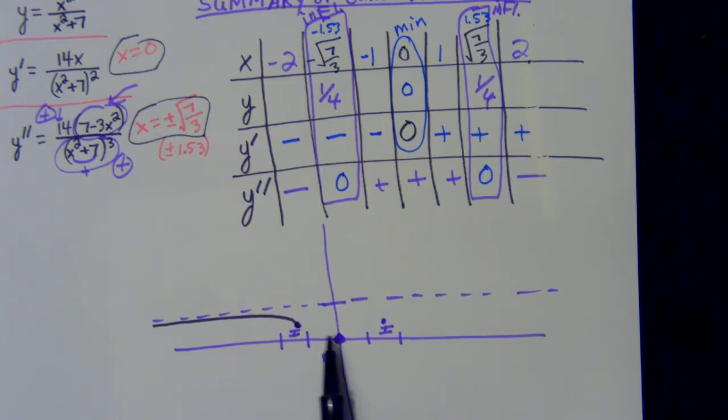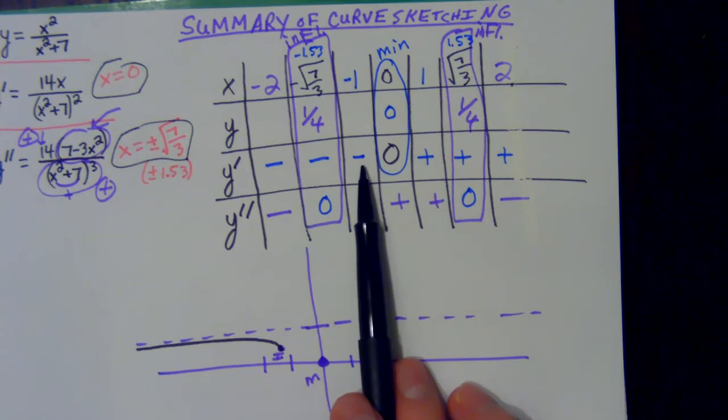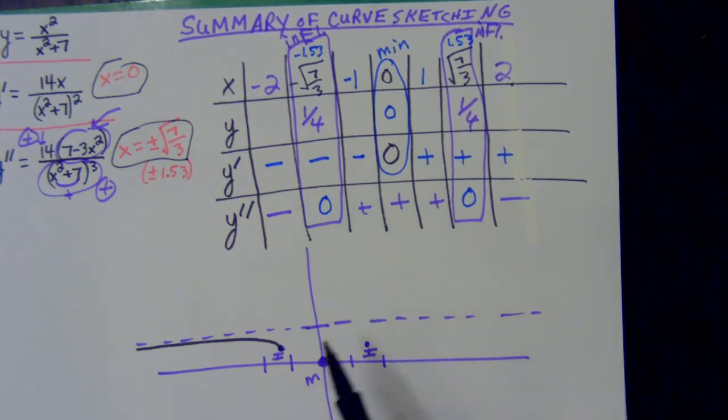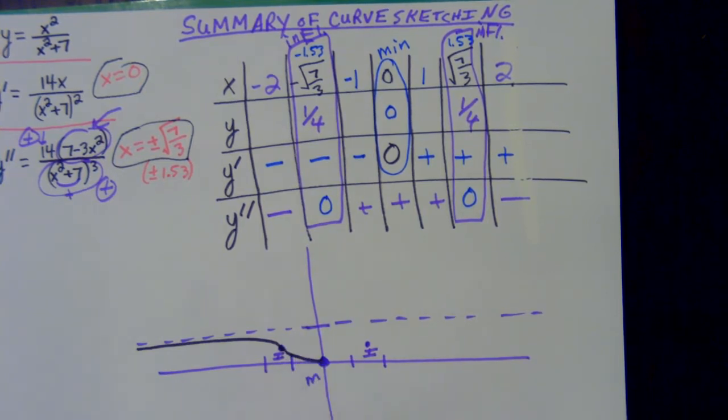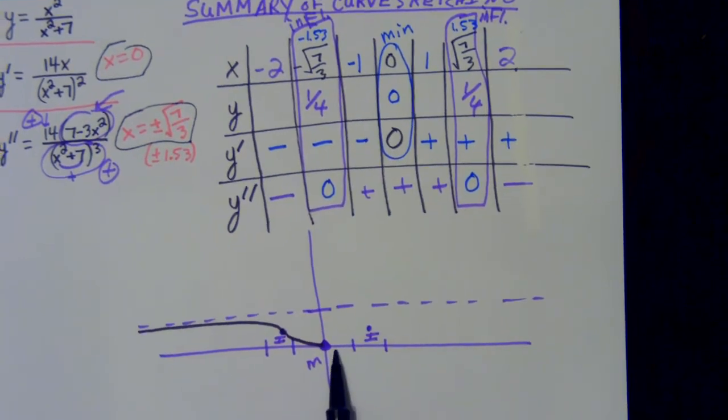Now in between this point and this point, that's in between your rectangle and your oval here, you're looking at the sign of the first derivative and the second derivative there. You're decreasing, concave up. So you've got to make it go downhill and then concave up, holding the water. Now your derivative is equal to 0 there, so it should be smooth and curvy, not a corner point.